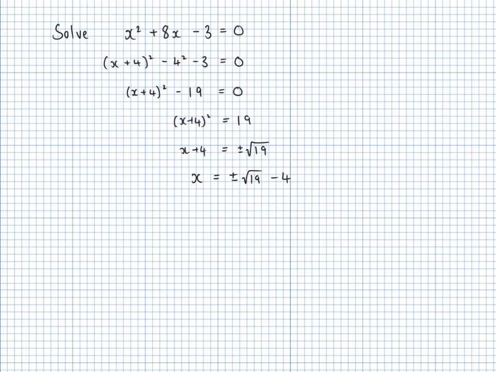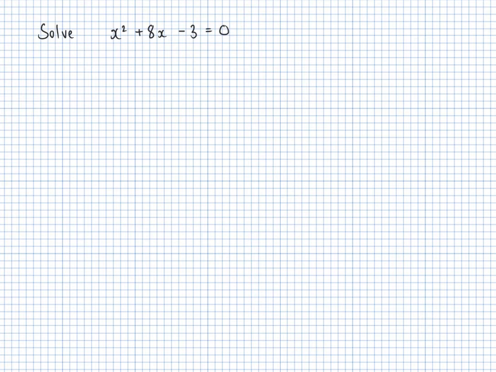So I'm going to get two answers, and I'm going to leave it in this exact form. Square root of 19 is an irrational number. This will give me a long decimal, so I'm not going to work that out now. So x is equal to square root of 19 take away 4, and also x is equal to negative square root of 19 take away 4. So these are my two solutions.